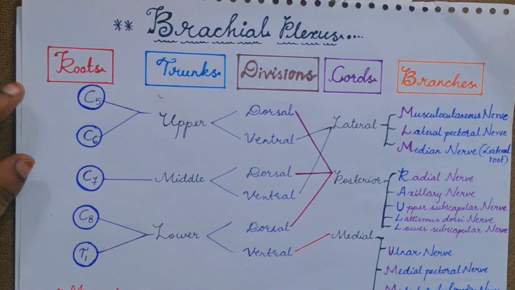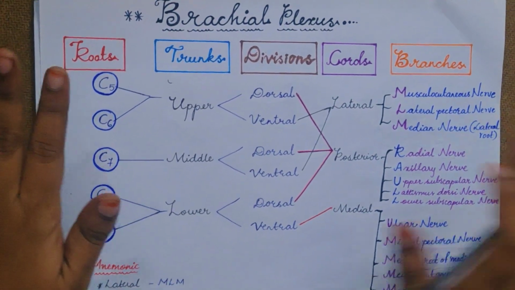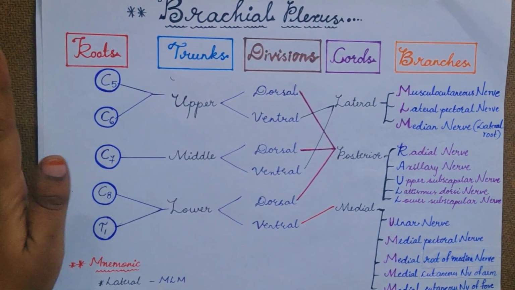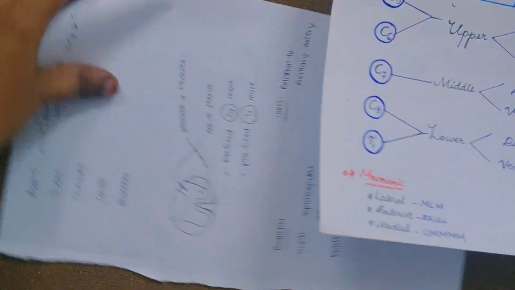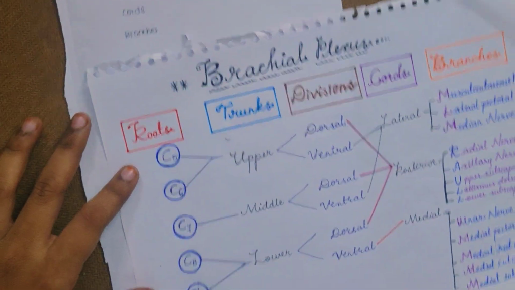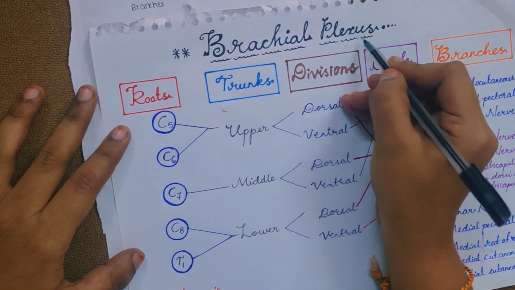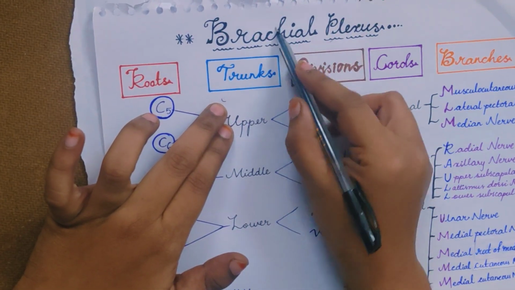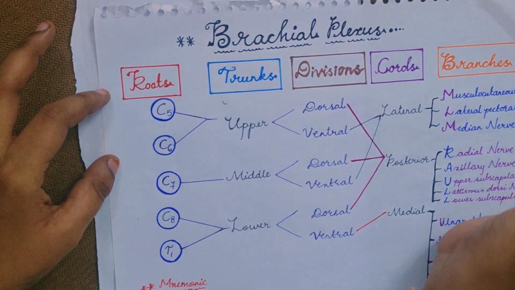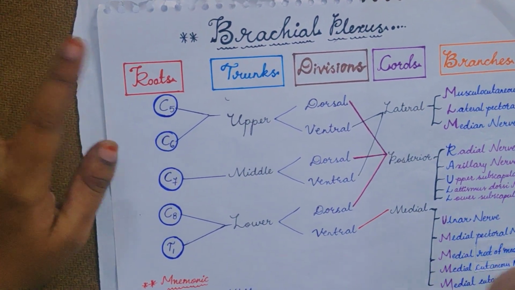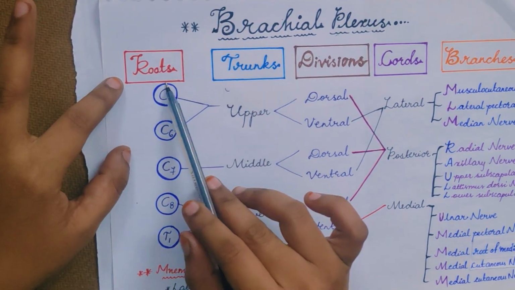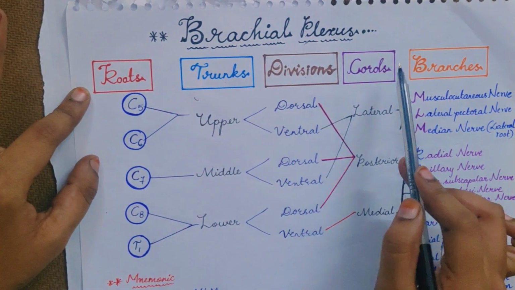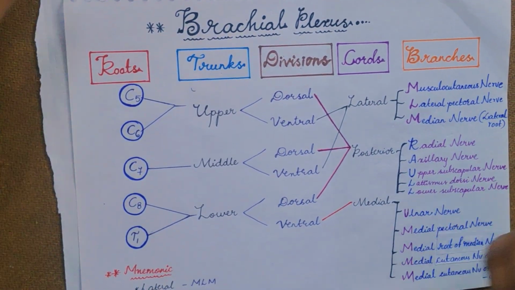In anatomy, let's start with the brachial plexus. It is a very important essay question in our upper limb. So let's start with the brachial plexus. What is the definition? Plexus is nothing but a network of nerves, and the network of nerves around the brachium is called the brachial plexus. The most important components of the brachial plexus are roots, trunks, divisions, cords, and branches. Let's learn them one by one.